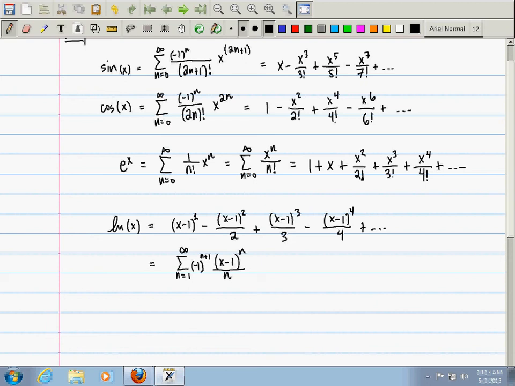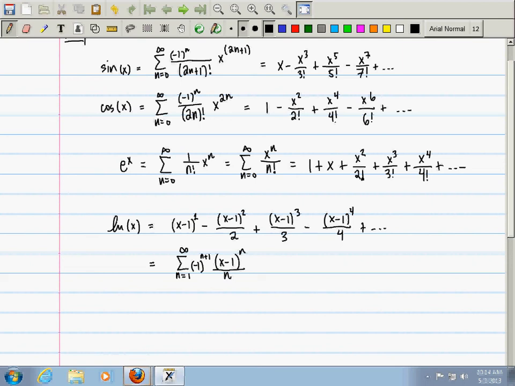So what that means is, where are sine and cosine and the exponential going to converge? Everywhere, right? They're going to converge for any value of x. You can plug in any value of x that you want. Now, how about log? Does log have this factorial happening? No, it doesn't. So where will this converge? Not everywhere.